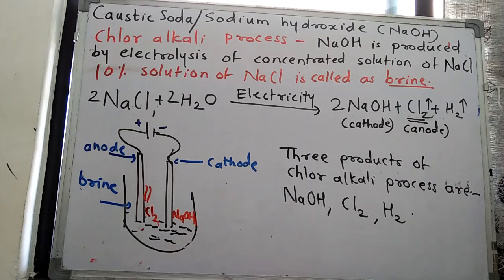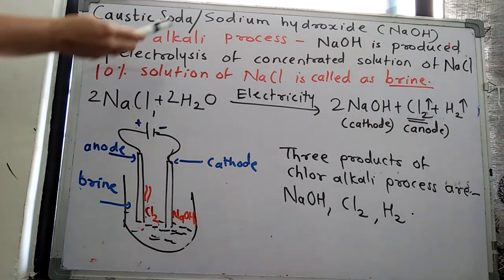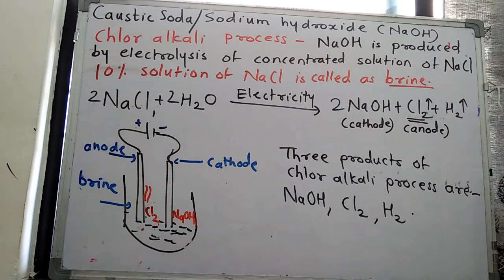Now we have the next compound to study, that is sodium hydroxide. Sodium hydroxide is commonly called caustic soda, and the formula is NaOH. Now to obtain this sodium hydroxide, we have to do one process. That process is called the chlor-alkali process. So this is an important topic. The chlor-alkali process is basically done to obtain caustic soda, that is NaOH, that is sodium hydroxide.